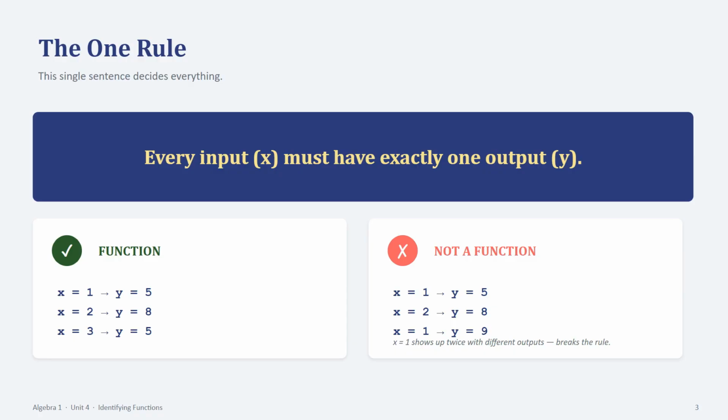What is not a function is x to y: 1 to 5, 2 to 8, and 1 to 9. Because x equals 1 shows up twice with different outputs, it breaks the rule. Compared to the first example, even though the y's are the same, that's okay.